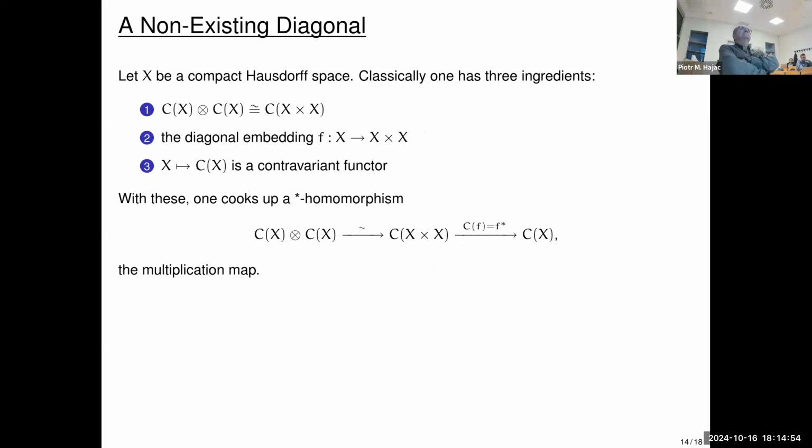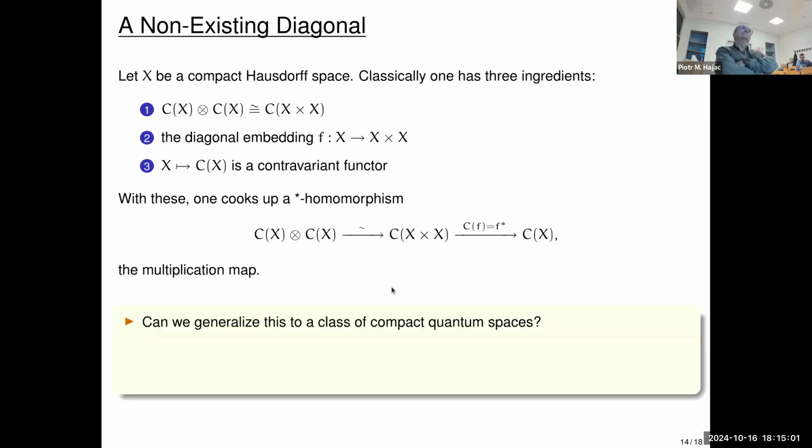Okay, this is very geometric. So can we do something when we don't have a geometric space, when we have a non-commutative C-star algebra? Can we generalize these three ingredients to a class of compact quantum spaces? For which class of compact quantum spaces does the diagonal exist? This is a very vague question. It means for which class of quantum spaces I have something like the ingredient at point 2, whatever it means.